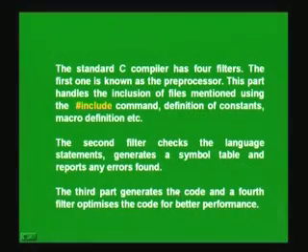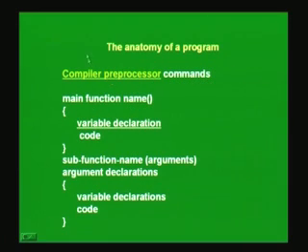So there can be these 4 filters. The fourth one need not be there. It depends on whether you invoke it or not. So those are the 4 parts in the compiler. So that's basically the compiler preprocessor which we looked at.